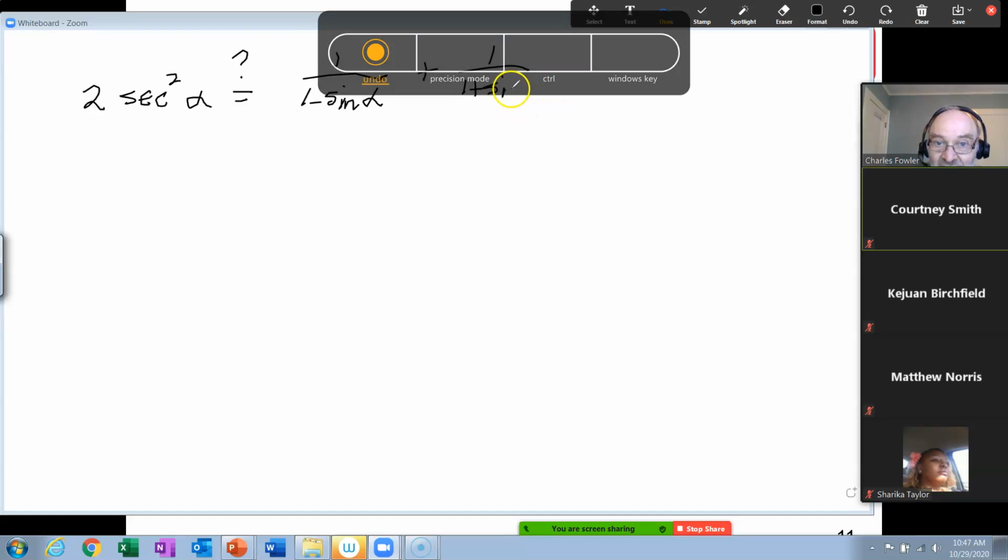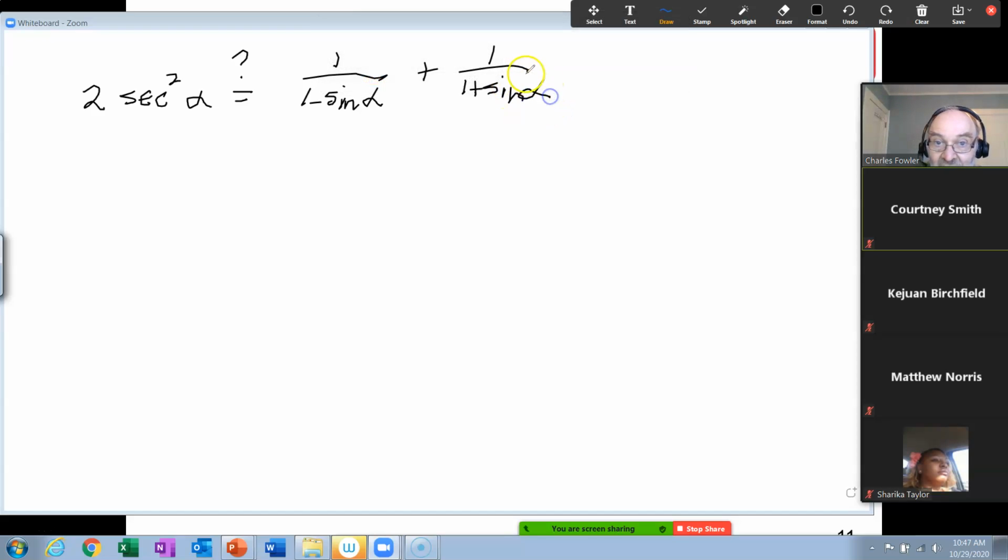Yuck. Okay, sorry about that. This board that I use, the Wacom board, has these buttons, and anytime my hand hits a button, it does weird things.